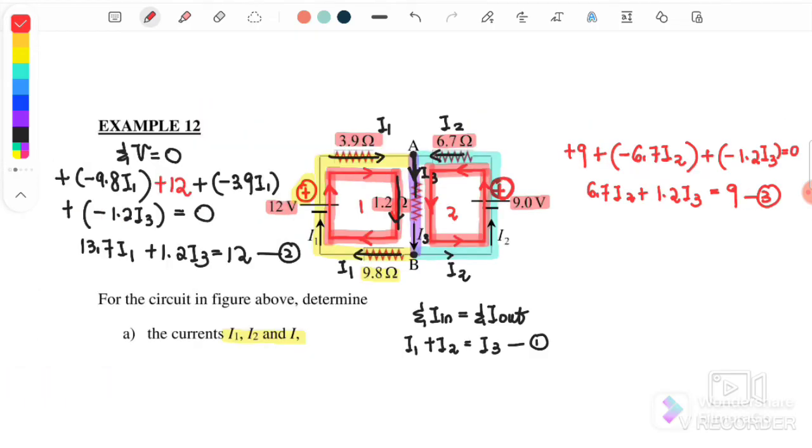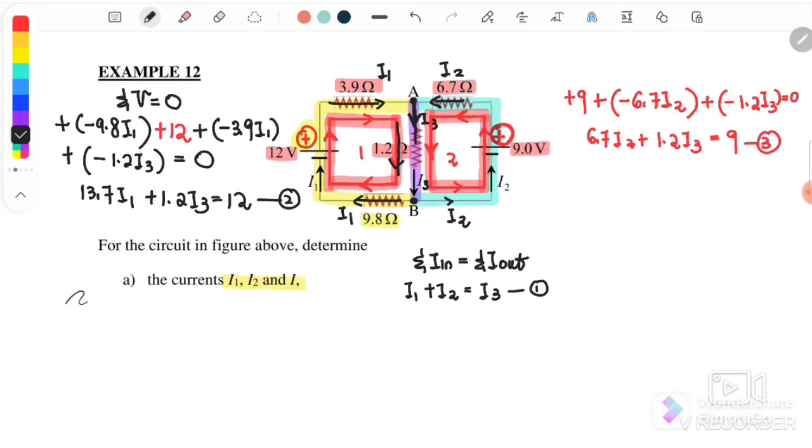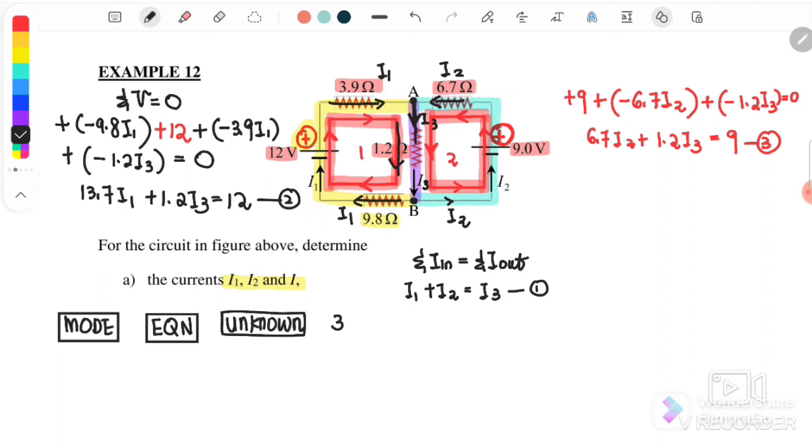Now we have 3 equations. What you must do is take out your calculator and go to mode. After that, go to equations, and then choose unknown. Here we have 3 unknowns, I1, I2, I3, so you press 3.